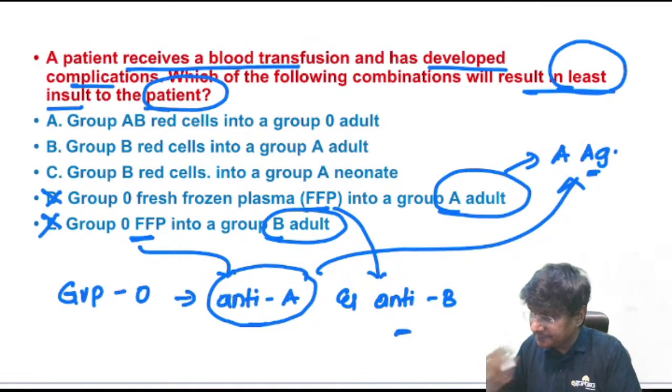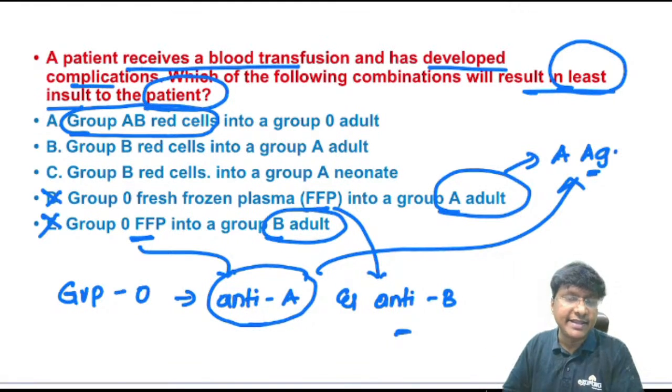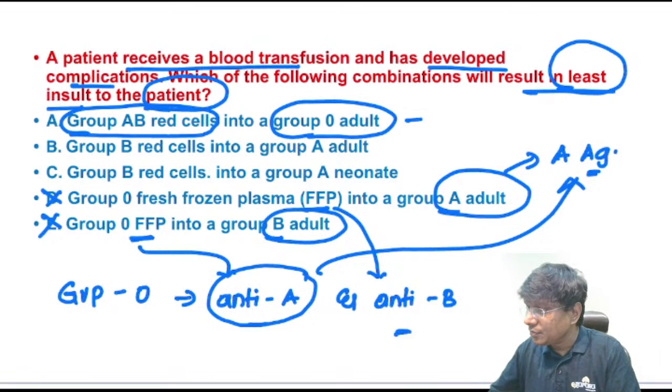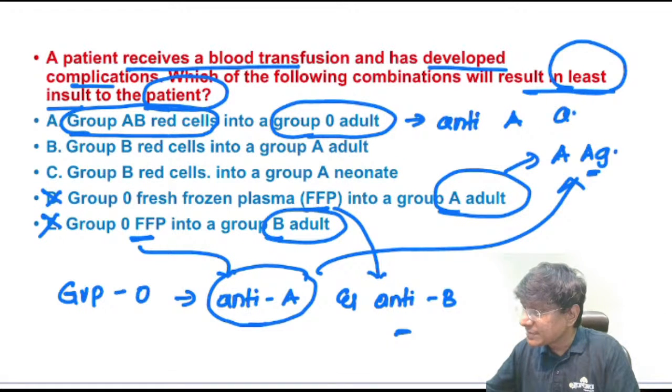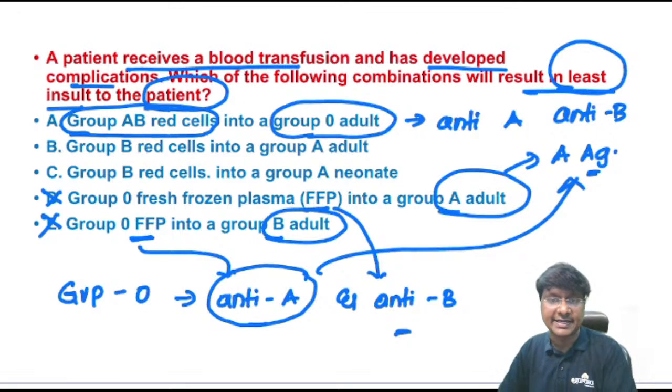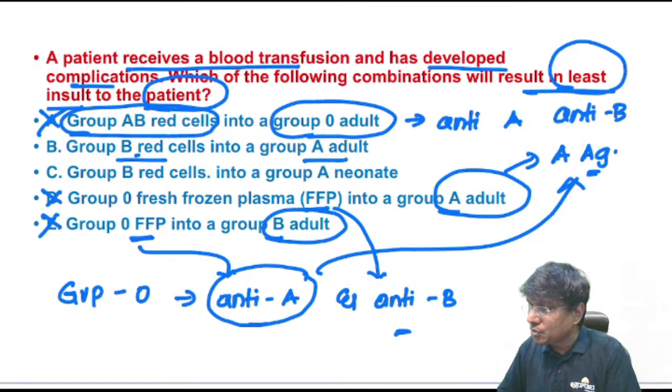Now you take group AB red cell. Group AB red cell has A antigen as well as B antigen, and you don't have the antibodies. But the problem is the group O adult who is receiving that group AB will contain anti-A as well as anti-B, which will cross react with group A antigen as well as group B antigen. Okay, so this patient also will definitely have the insult. Now group B red cells into group A, never. That will cause immediate anaphylactic shock.